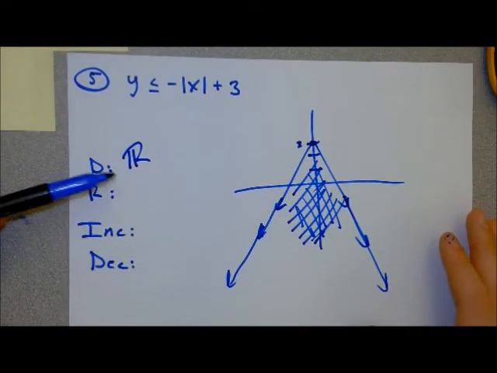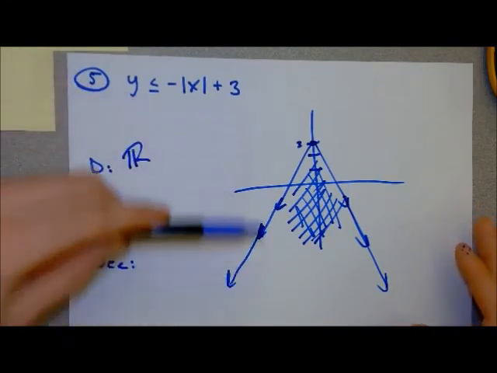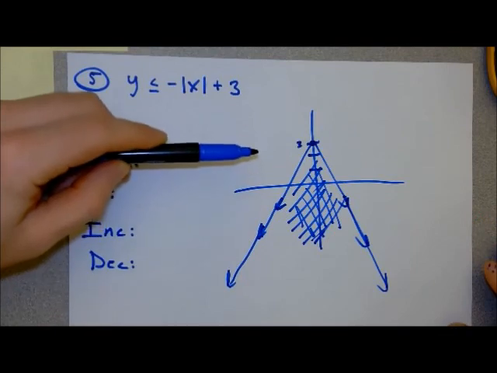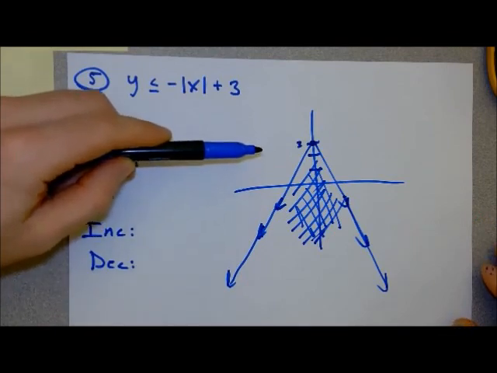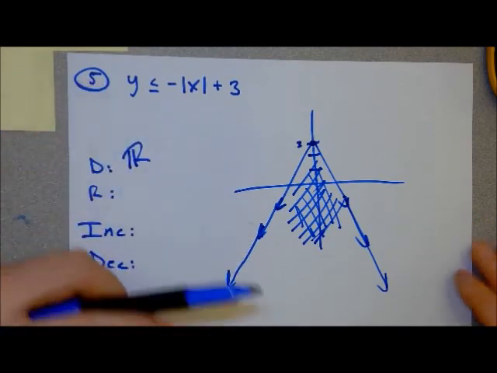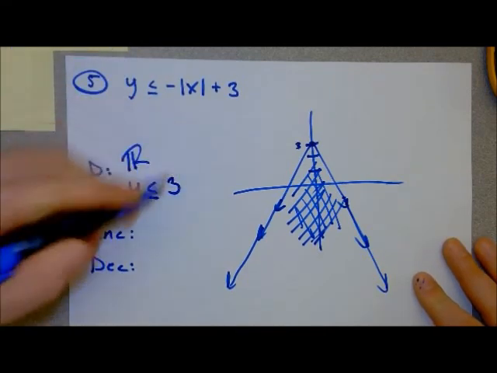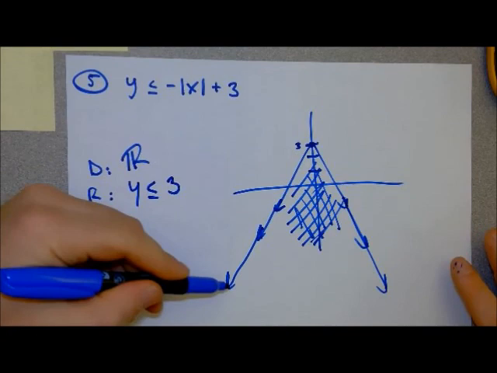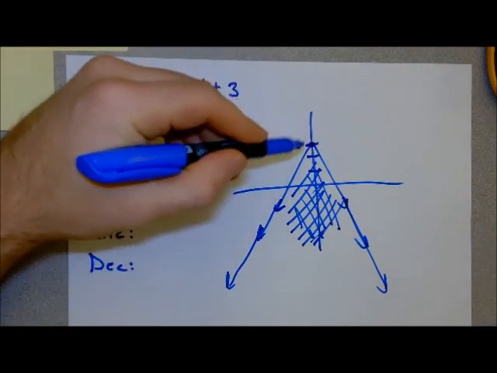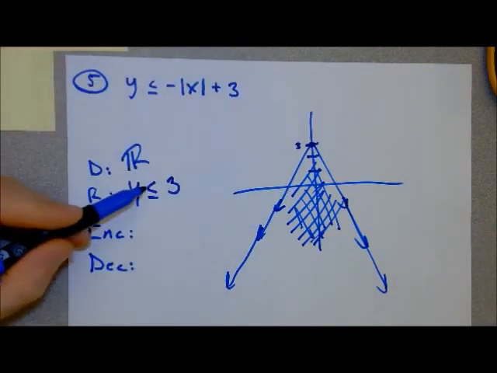The range, these are your y values. So now you're looking up and down. As this keeps going on and on, it's never going to be above 3, but it would be everything below it. So we should say y is less than or equal to 3. Again, less than because it's going down. If this had been a v and it was going up, it would have been greater than.